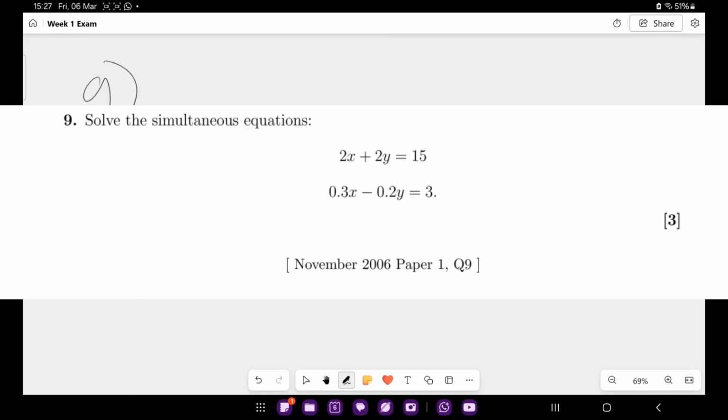Number 9, last but not least, simultaneous equations. Simultaneous equations, they're so cool. Okay, so it says solve the simultaneous equations. 2x plus 2y is equals to 15. And then 0.3x minus 0.2y is equals to 3.